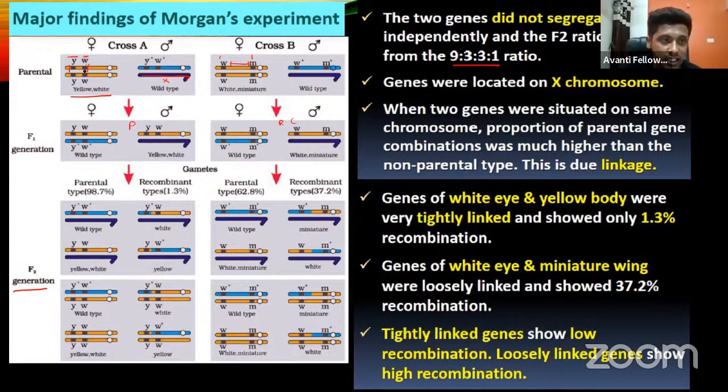Now, what happened here is that the genes were very closely present with respect to each other, with respect to color of eye and body color. In the F2 generation, among 100% of the offspring, 98.7% of the individuals were having parental type. I'll explain what parental type is. And only 1.3% of the individuals were showing recombinant type. Whereas when you compare it with cross B, what do you get? You get only 62.8% of the population of the F2 generation showing parental type, whereas 37.2% were recombinant type. Now, what can we conclude out of this?